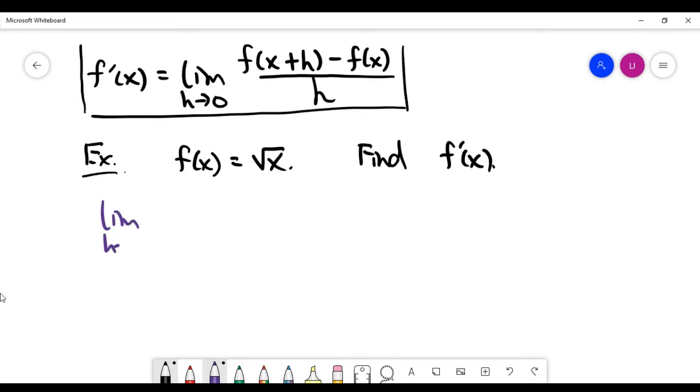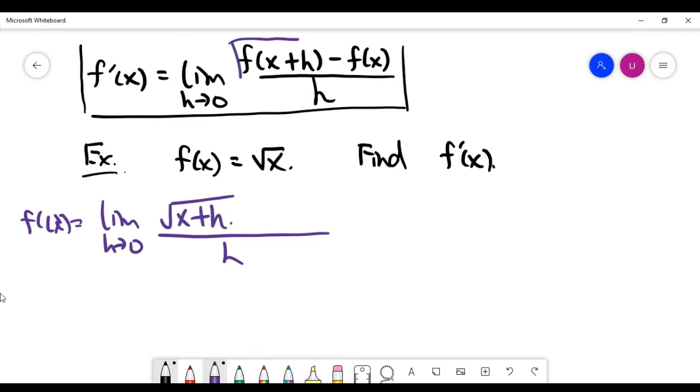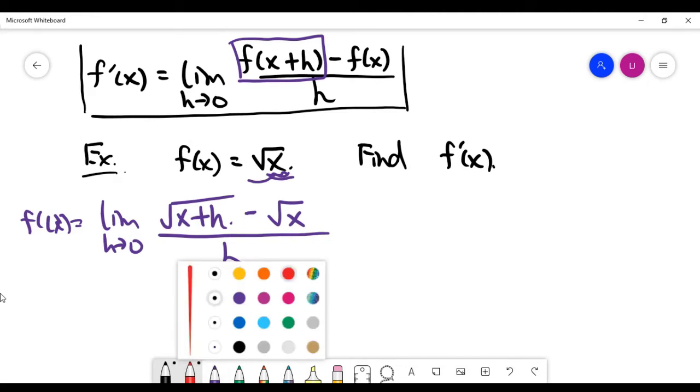Let's write down the definition first for f prime of x. So please think about it. At the top of the page, the first term is just the square root of x plus h, right? Because I'm talking about the function f of x plus h. You just have to replace x by x plus h, so the first term is the square root of x plus h, minus the second term, which is f of x, the square root of x.